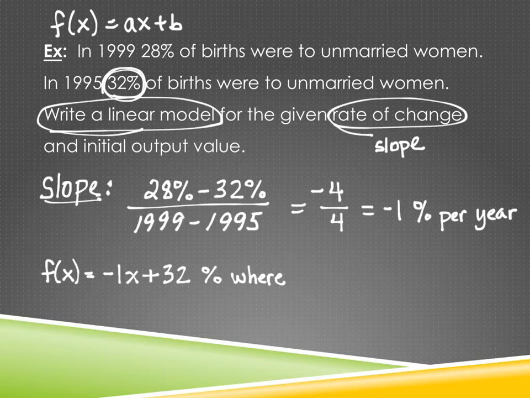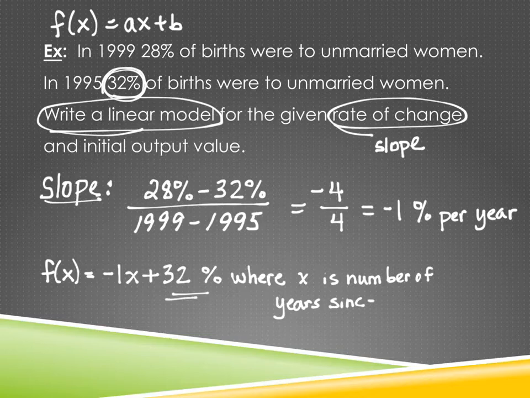What if I'm asking you now, what happened in 2000? I need to know what number I'm supposed to be plugging in, right? Well, what is x? It's a number of years. So x is the number of years since the starting value. So what was the year associated with the starting value? 1995. See how I wrote the other part of it.